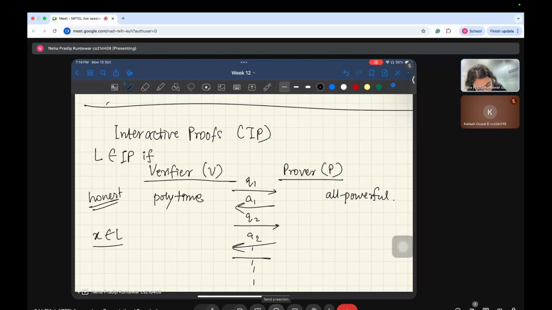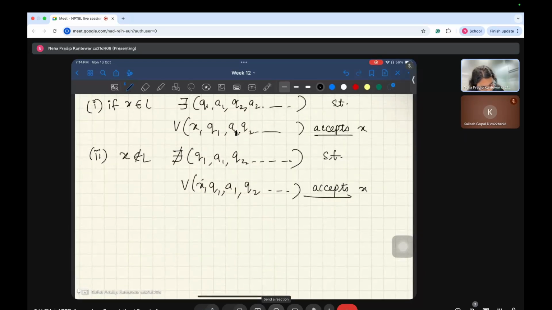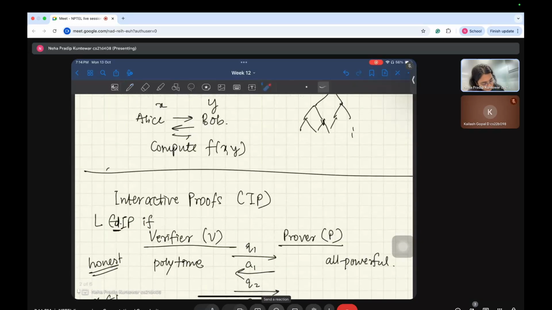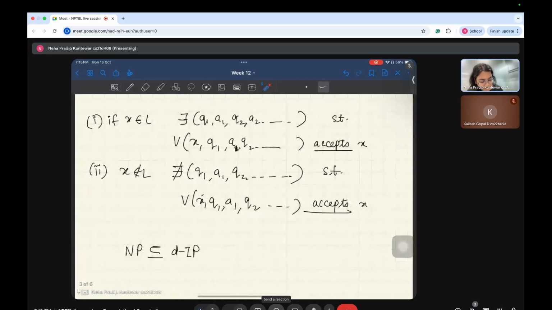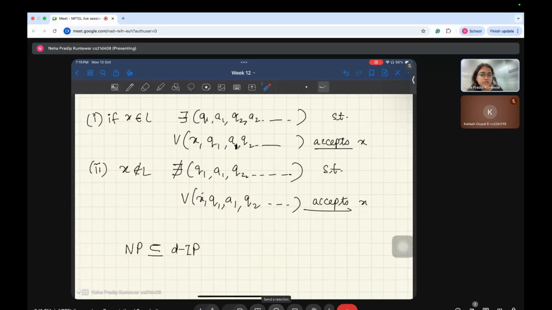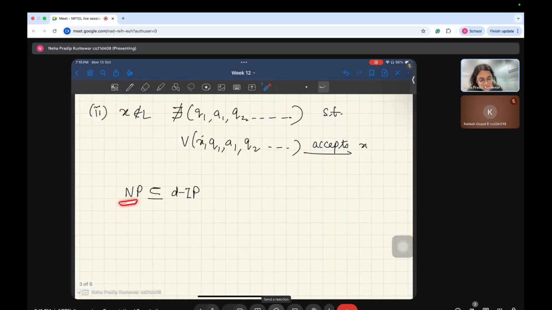So this is what is called DIP, where the D stands for deterministic. And as you can see, any language in NP is naturally contained in DIP. This is something we know because in that case, the prover can just send the certificate. We know that if a language is in NP, there's a small certificate using which the verifier can check whether it is in the language. So this is just a one round protocol.